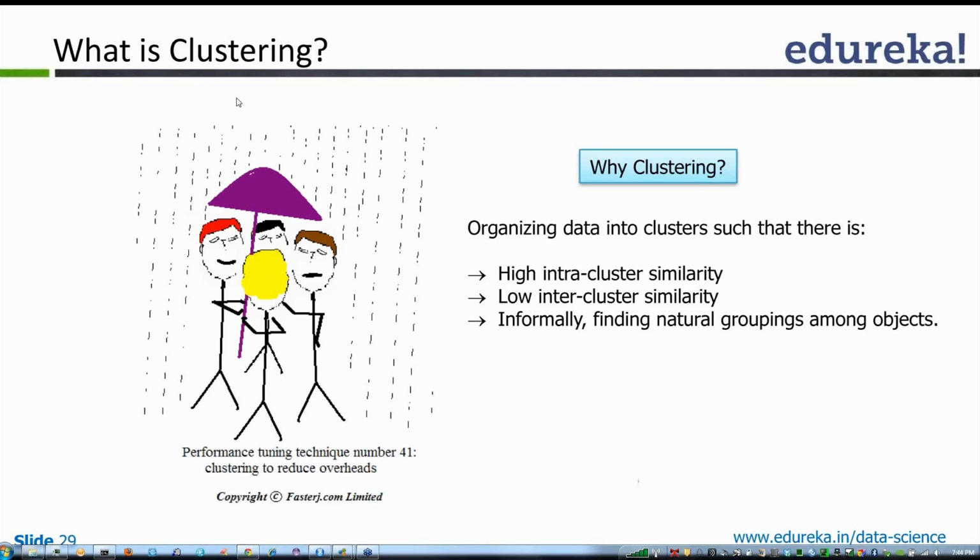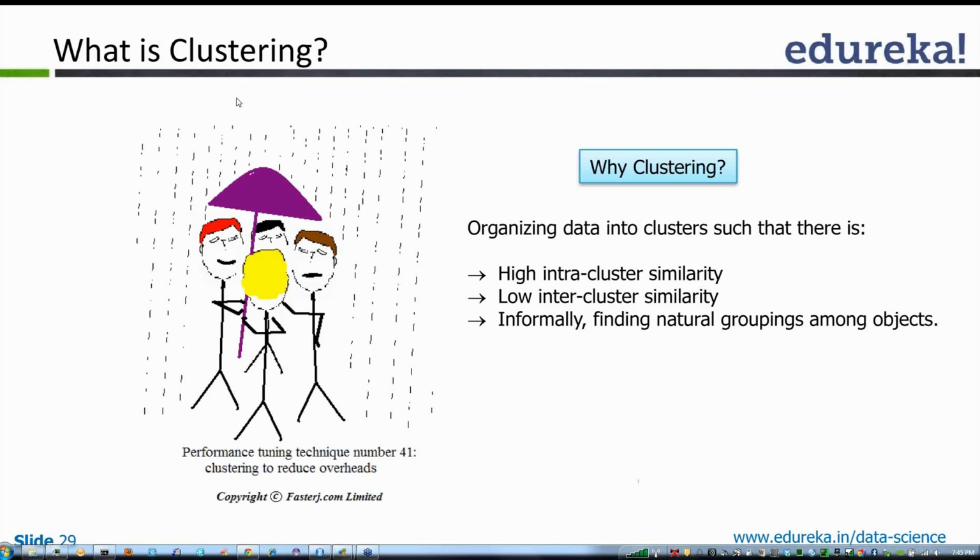So there is a high intra-cluster similarity. At the same time, there is a low inter-cluster similarity. If I have customers from two different segments, their purchasing behavior should be as different as possible, right? If that is also the same, then there's no point in putting them in different clusters or different segments, right? So the goal of clustering is to organize data into clusters such that there's a high intra-cluster similarity, that means within the cluster, and a low inter-cluster similarity, that means between the clusters.